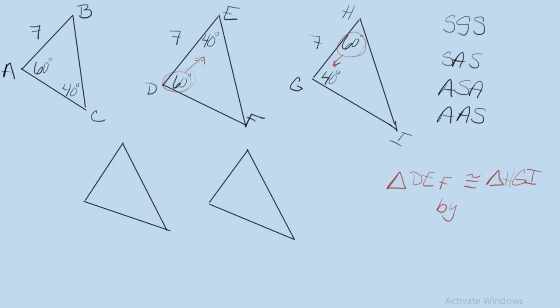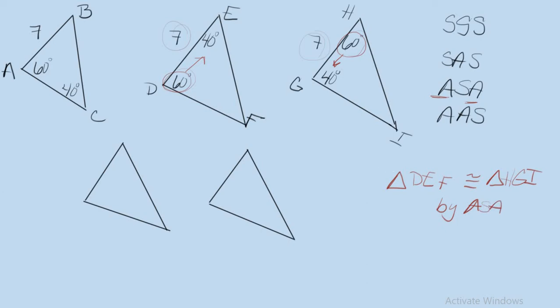Now notice we have 2 angles and the side in between them. So 2 angles, angle, angle, and the side is in between them. So by angle, side, angle. So that's one of our congruencies there.